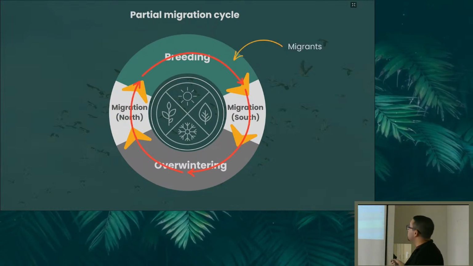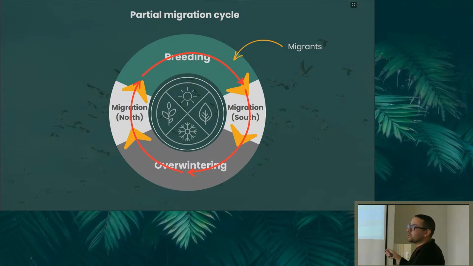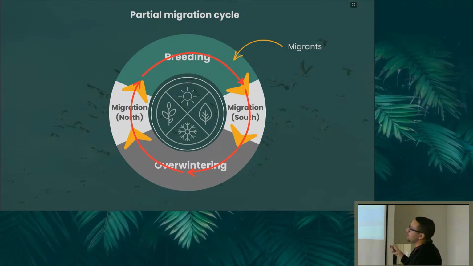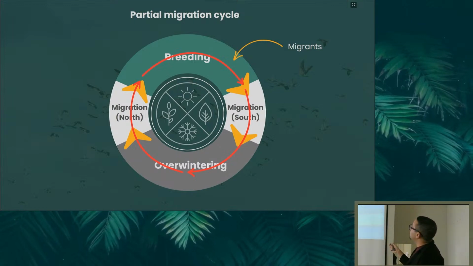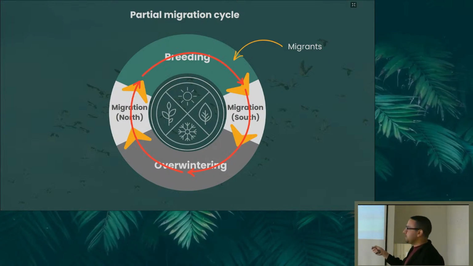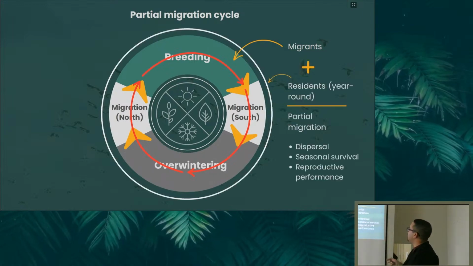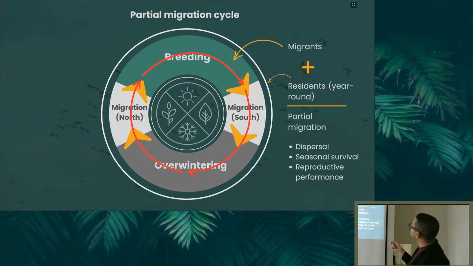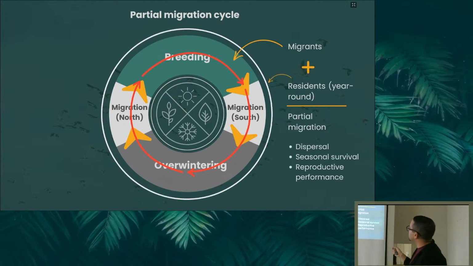But in partially migratory cycles, like I mentioned already, some individuals still display a migratory phenotype, doing the exact same cycle, but we also have other individuals who are residents. And by having migrants plus residents, this is what we call partial migration.